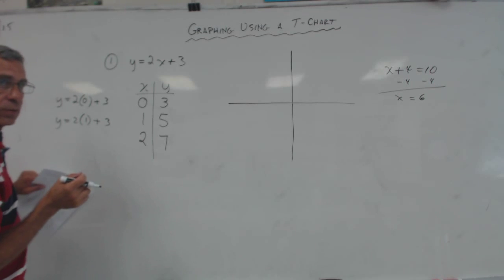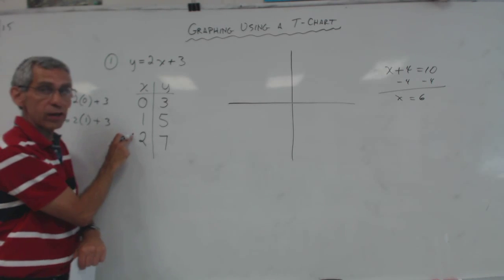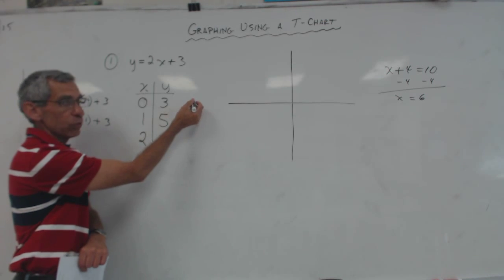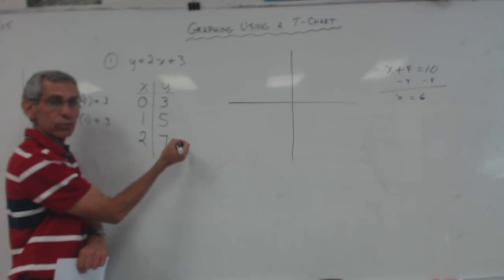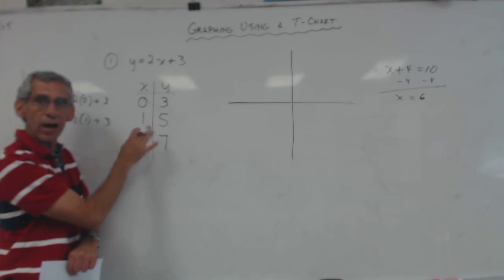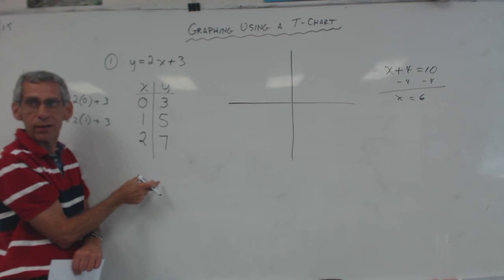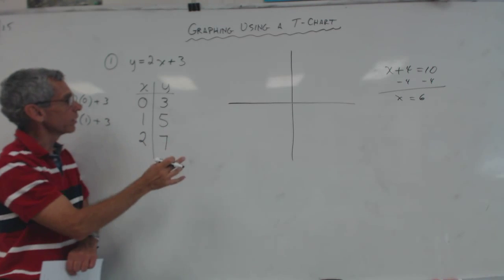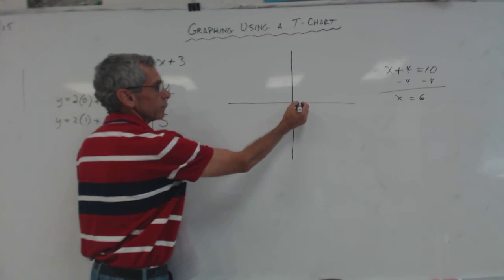Does it make sense? Okay, so now all I need is 3 points, and these are 3 points. These are the same things as if I wrote them parentheses 0, comma 3, parentheses 1, comma 5. But I don't bother doing that because they're already written here, right? With my x's on the left and my y's on the right. So now I just plot it.